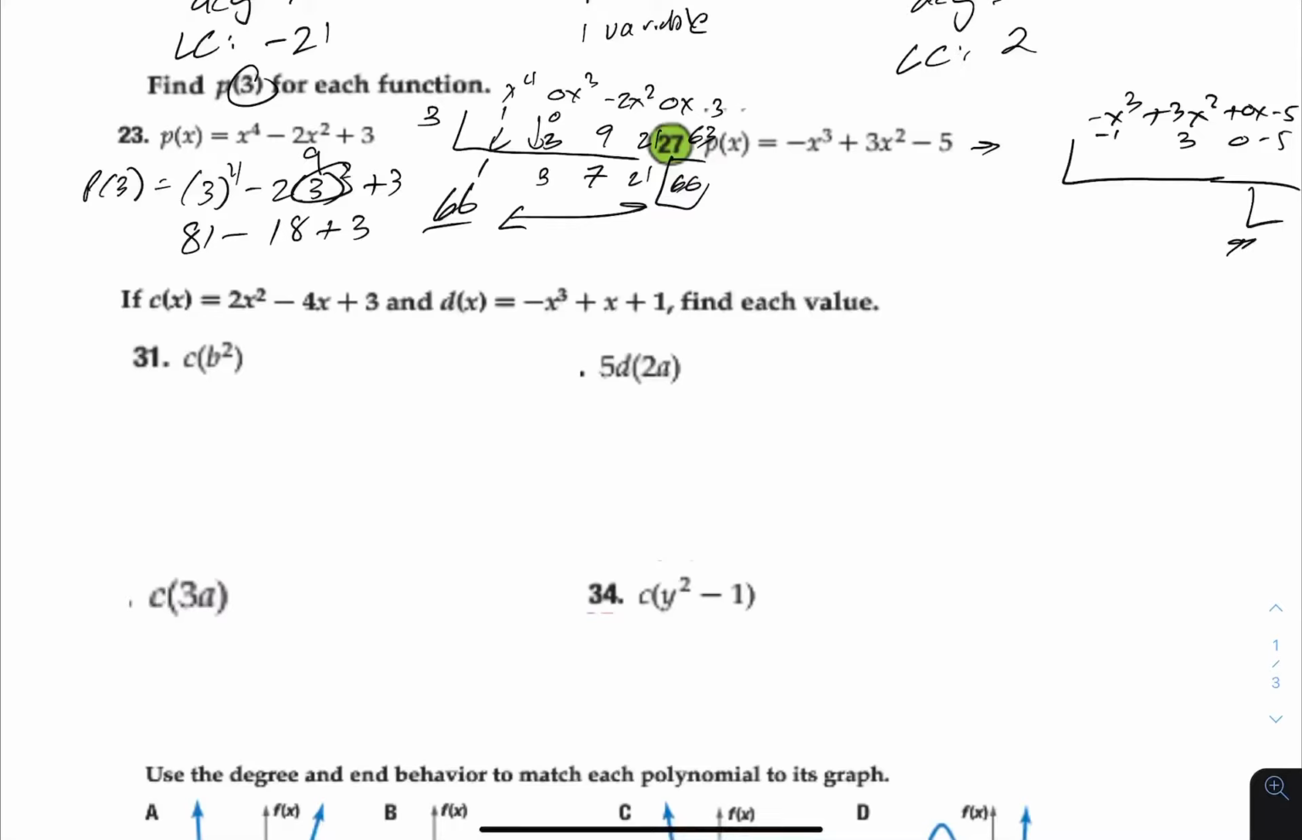Since it's P of 3, we just plug in 3. It's not a binomial, it's just letting you know it's 3, so you just use it. So bring it down, multiply across, add, multiply across, add, multiply across, negative 5. P of 3 on this one is negative 5.